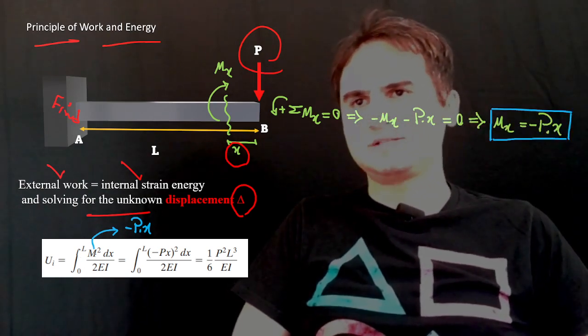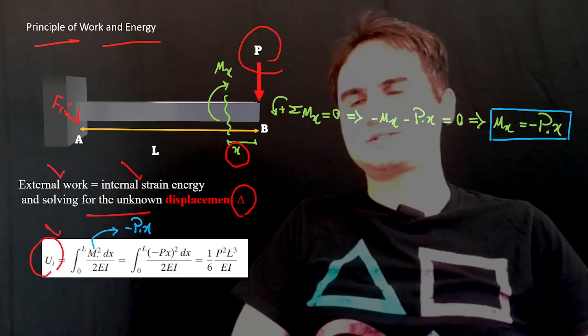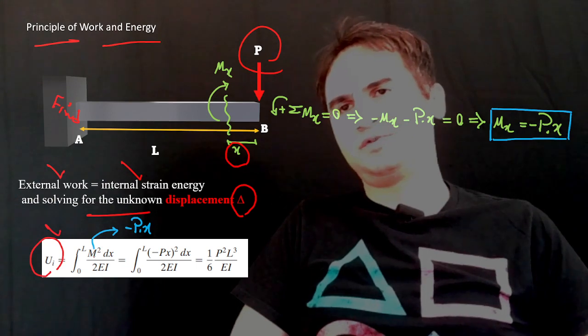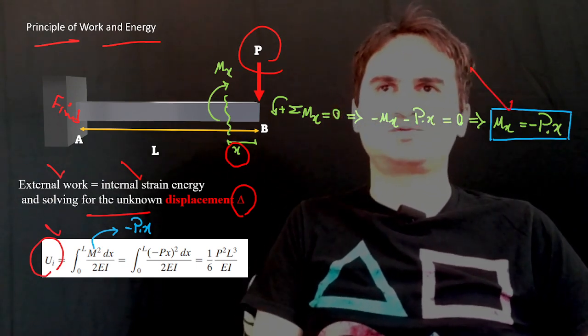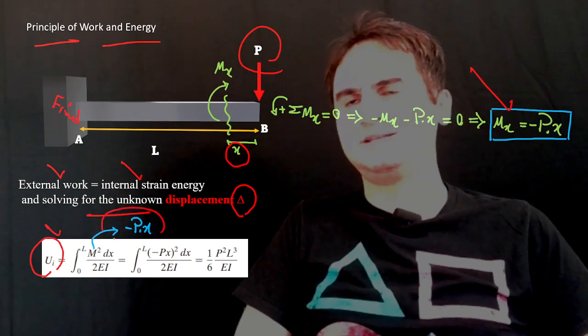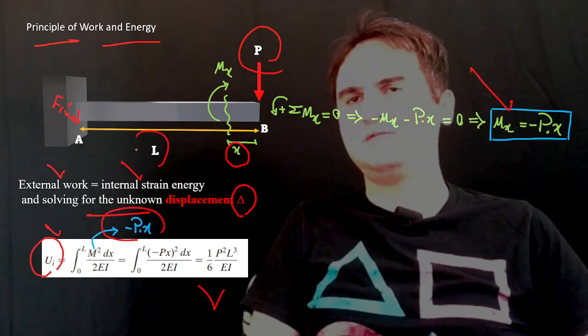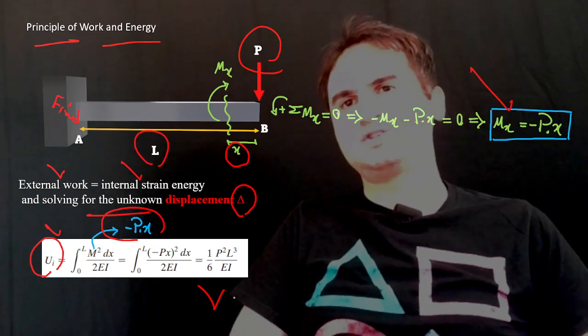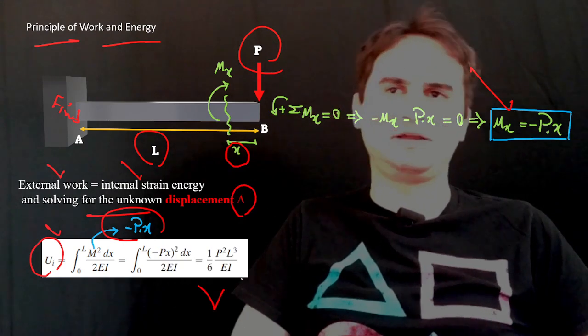Likewise, we use the internal energy, the integral of M squared over 2EI. As soon as we have the equation of moment, we can replace it there and integrate it over the length L, and it gives us one sixth of P squared L cubed over EI.